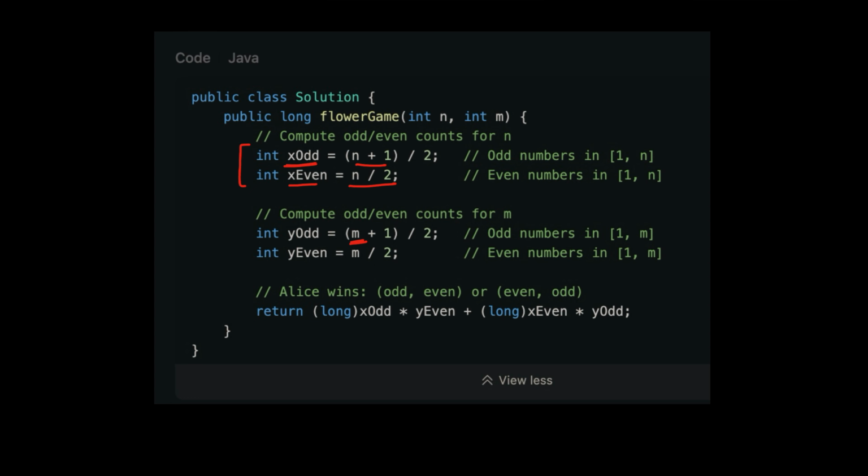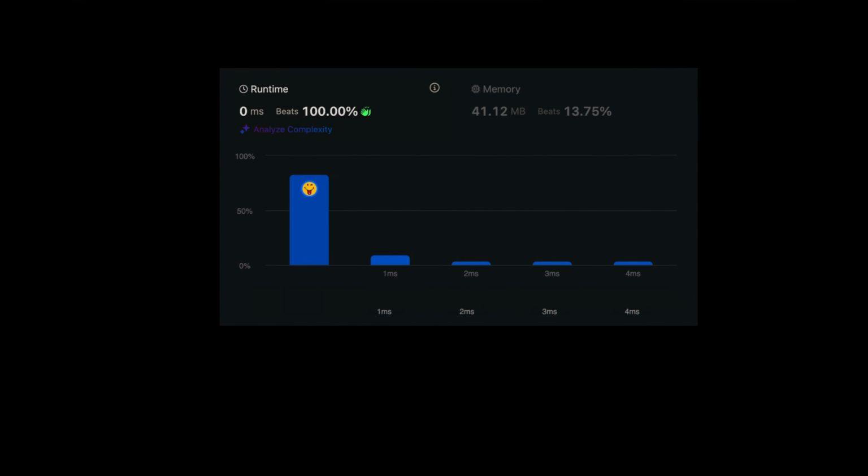Once I have calculated the individual values, I'm multiplying x odd with y even and x even with y odd, and the sum of the two combinations will be returned as the output. This code, when submitted on LeetCode, beats 100% of the submissions in terms of runtime and nearly 14% in terms of memory.